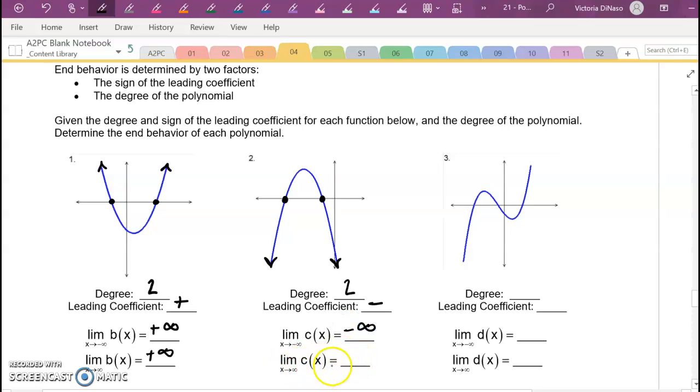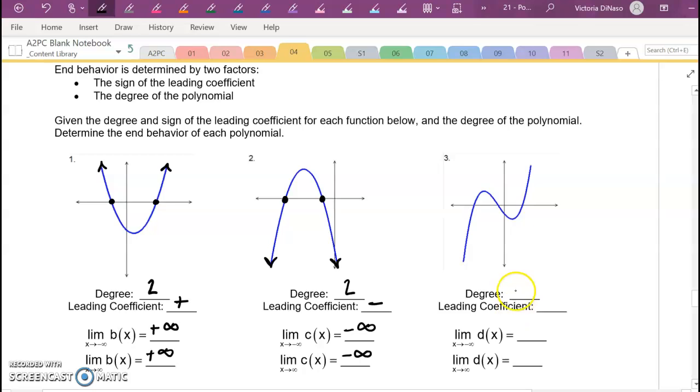Limit of c of x as x approaches positive infinity, we also have negative infinity. Now check these out. My degree was 2. They were both even, and the end behavior for both of them was the same. Let's see if that's true for number 3 and 4.